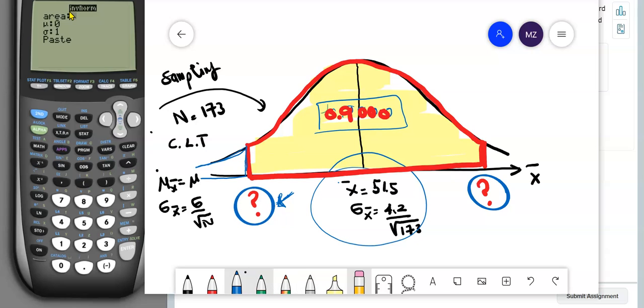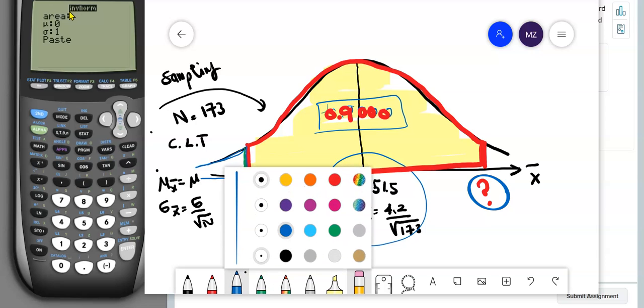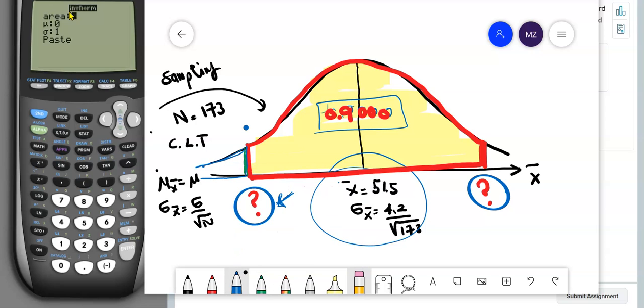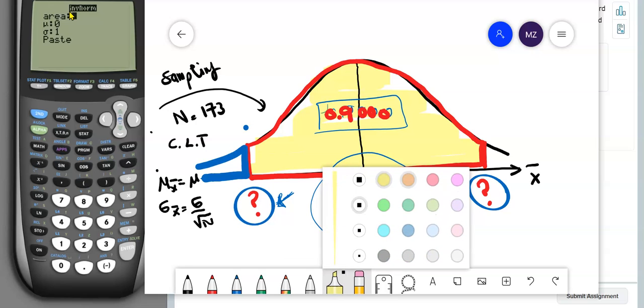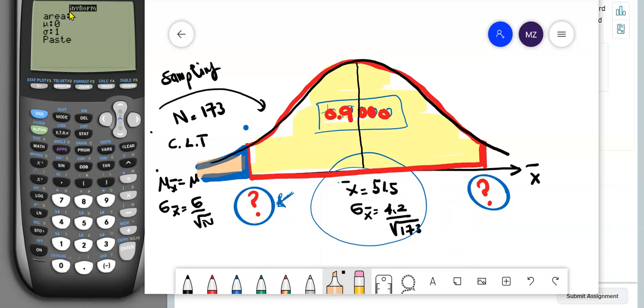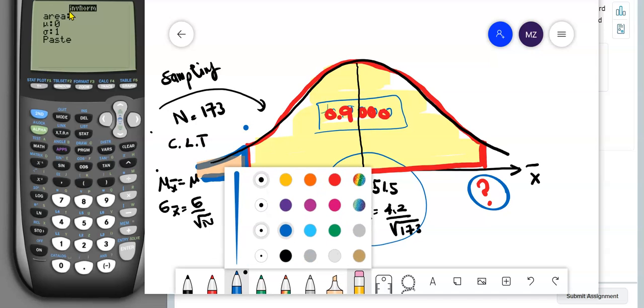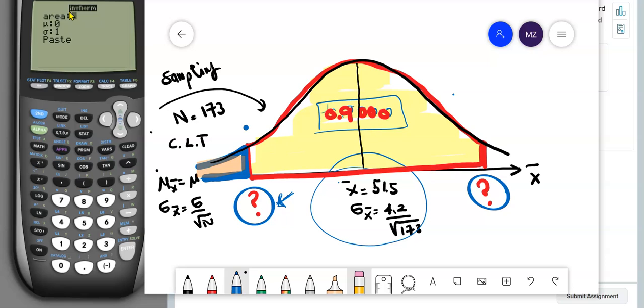All right, so probably I should use a different color. I need to feed the calculator this area that's bounded in here. I need to know the area in this tail, and the calculation is easy. It's not really difficult. If I know this is 90%, the remaining is going to be 1 minus 90%, that's 0.1.